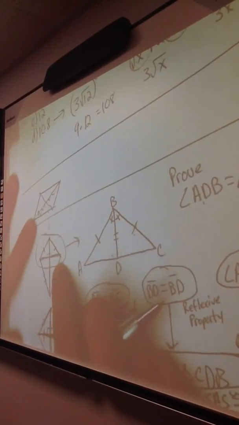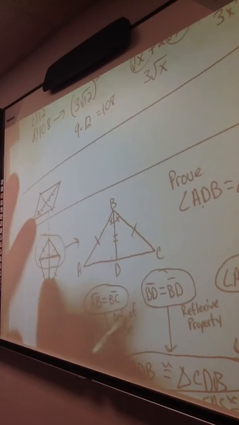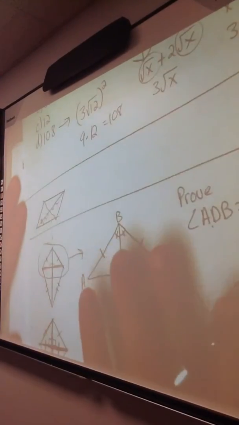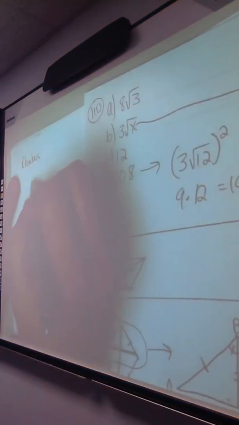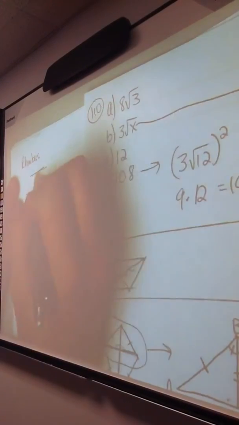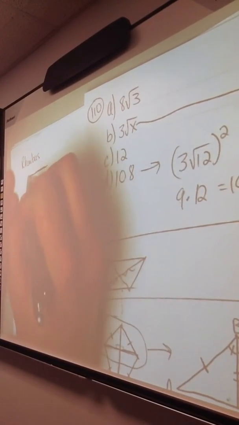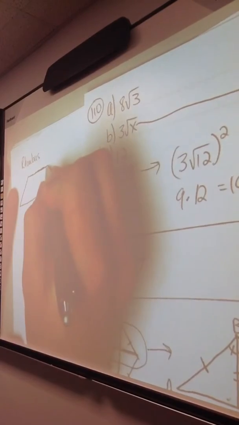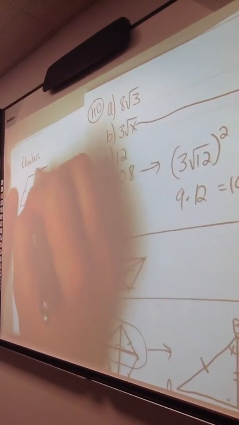Are rhombuses and kites kind of the same thing? A little bit. No, because kites have those two sides the same and those two sides the same. But a rhombus, remember what a rhombus is? All sides the same. So for a rhombus, all the sides are the same.